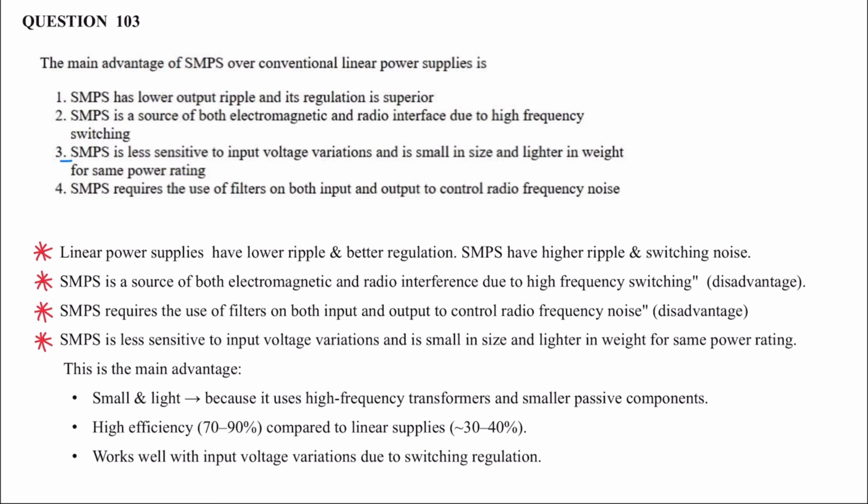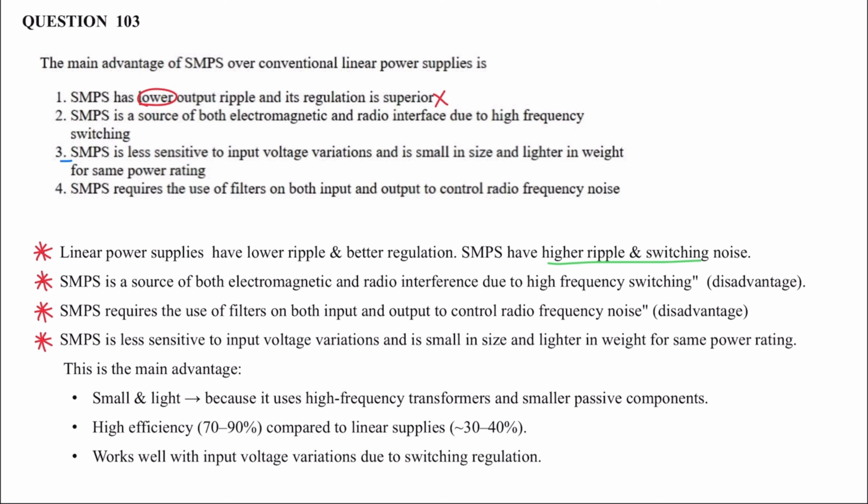Question number 103. The main advantages of SMPS over conventional linear power supply is, statement option 1. SMPS has lower output ripple and its regulation is superior. It is incorrect because linear power supplies have lower ripple and better regulation. SMPS have higher ripple and switching noise. Here it is higher output ripple for SMPS.